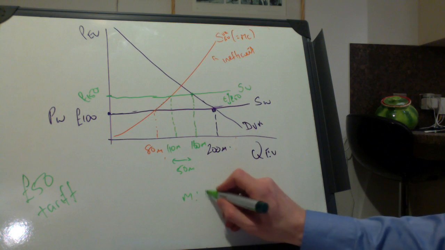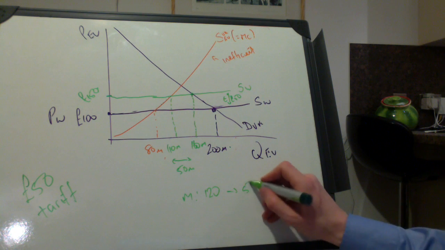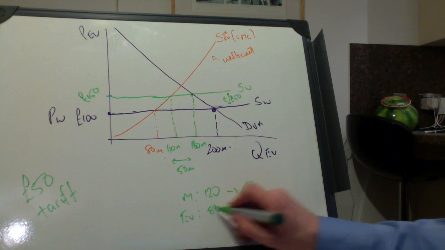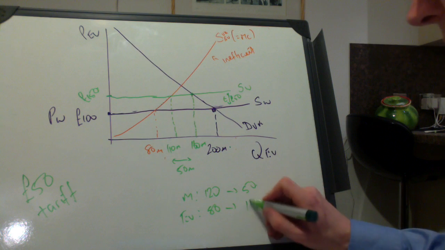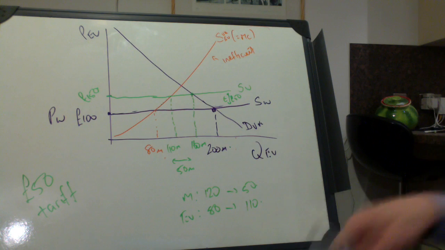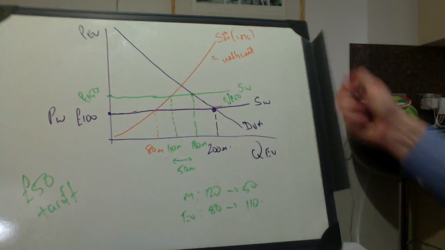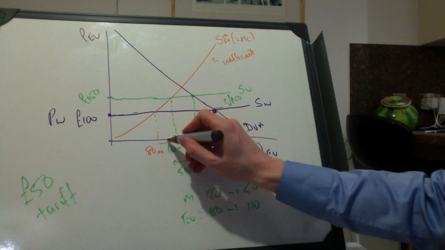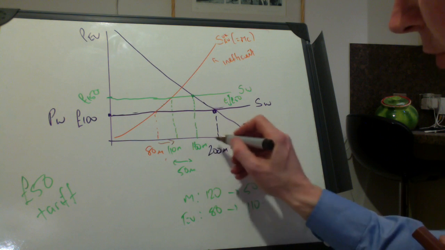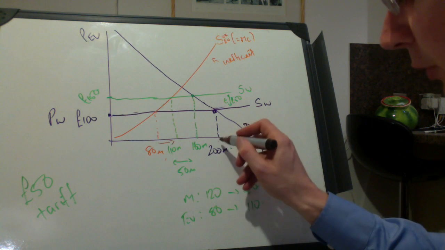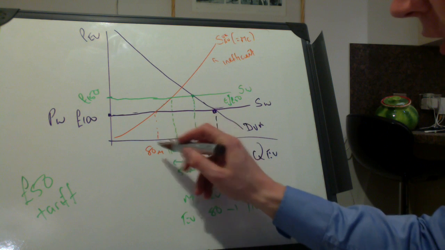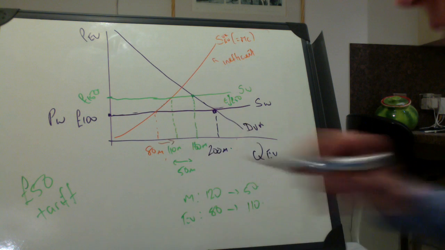So imports have fallen from 120, now they're only 50. UK supply was 80, and now that's gone up to 110. So the first thing we can easily see is an increase in the market share for the UK of that much. Imports have fallen. Students often say that imports fall from 200 to 160, but that's not true. Demand falls from 200 to 160, but imports fall further because some of the market is now taken by domestic suppliers.